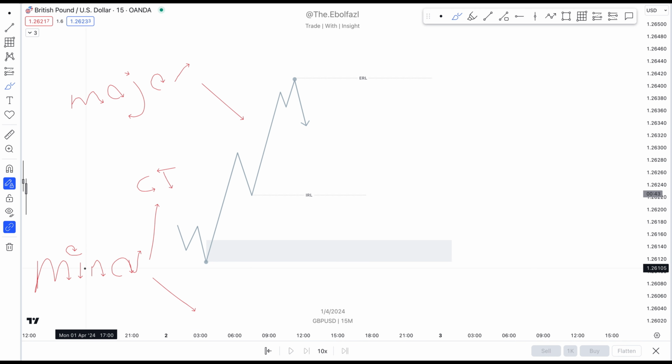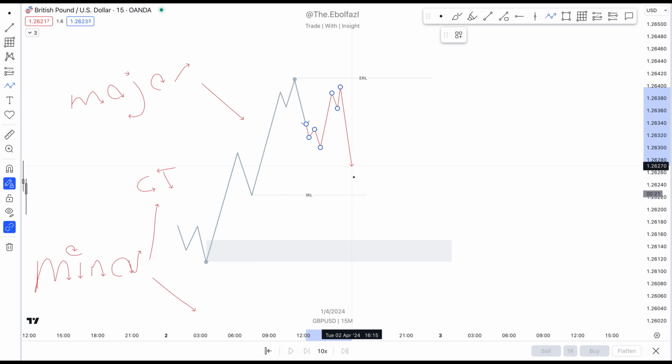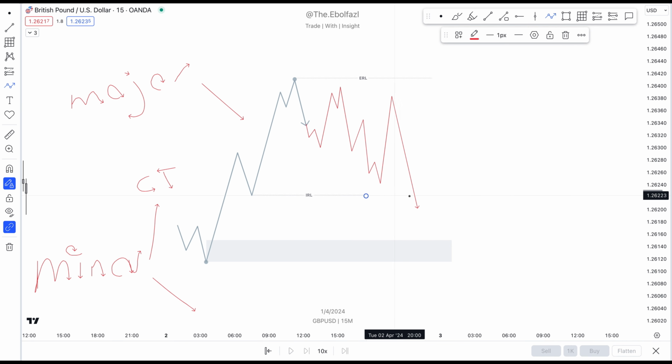So the minor counter trend range, let's say if you go to the low time frame, any bearish range until the internal range liquidity is taken is going to be the minor counter trend range. So let's say we have a bearish range here, you sell it here, okay, let's say you have another bearish range here, and price takes up the internal range liquidity. Okay, so now pay attention.